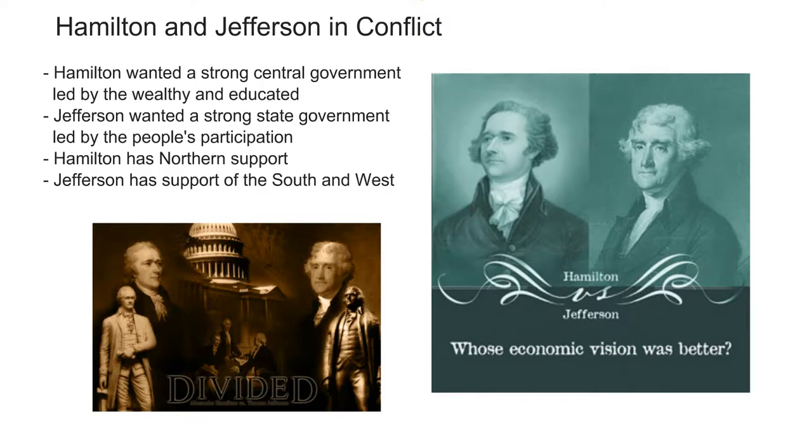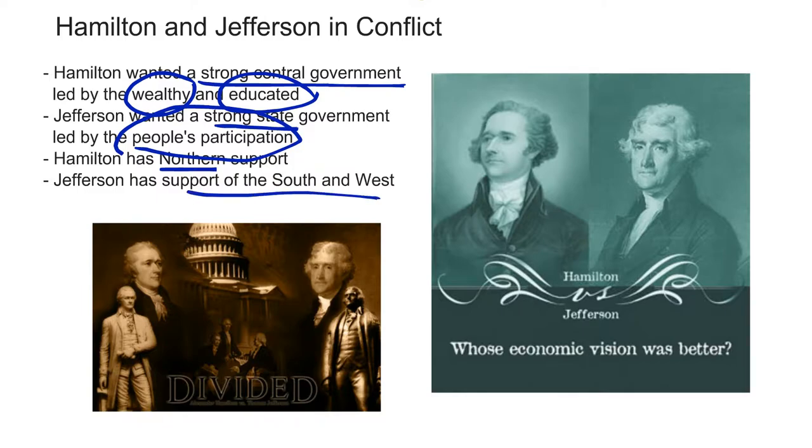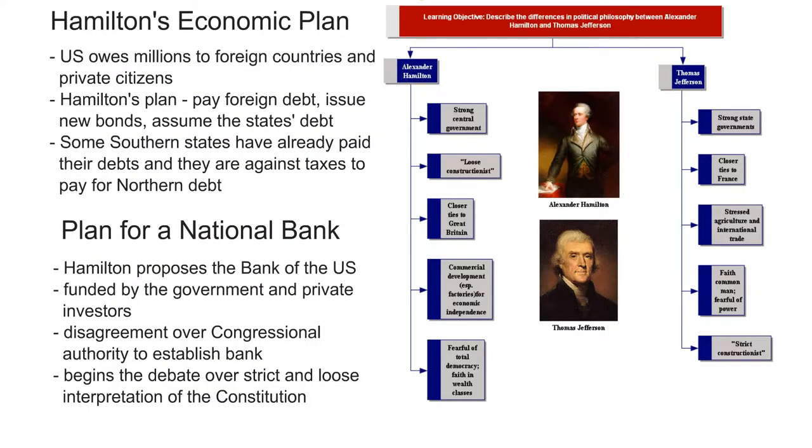Hamilton and Jefferson's ideas about politics and about economics conflicted. Hamilton wanted a strong central government that was led by the wealthy and the educated. Jefferson wanted a strong state government that was led by the people's participation. Alexander Hamilton had the support of the northern part of the United States, while Jefferson had the support of the South and West.